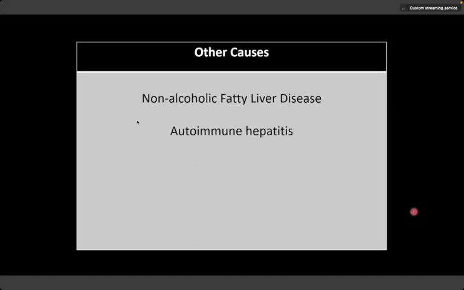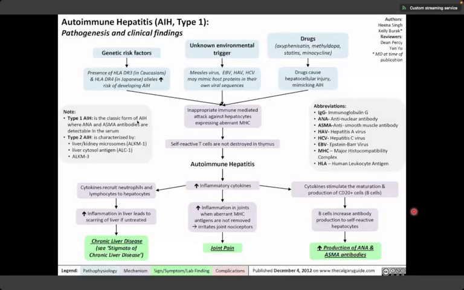Okay, non-alcoholic fatty liver disease. What about autoimmune hepatitis? This is quite a big talking point. There are different flavors: type 1 and type 2. I don't want to get into that too much, but basically your body is attacking the liver, producing antibodies against the liver cells. We talk about the anti-liver kidney microsomal antibody and the anti-smooth muscle antibody, together with the anti-nuclear factor. Those are your screening or diagnostic serology.